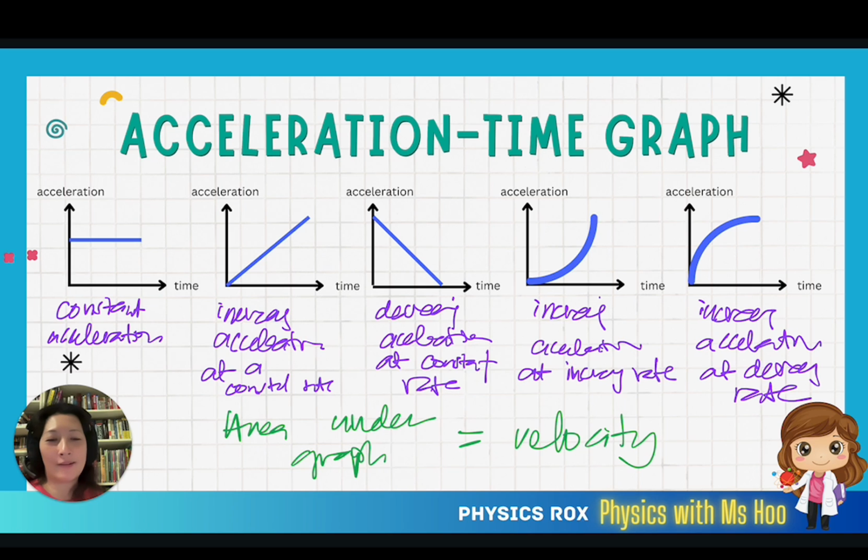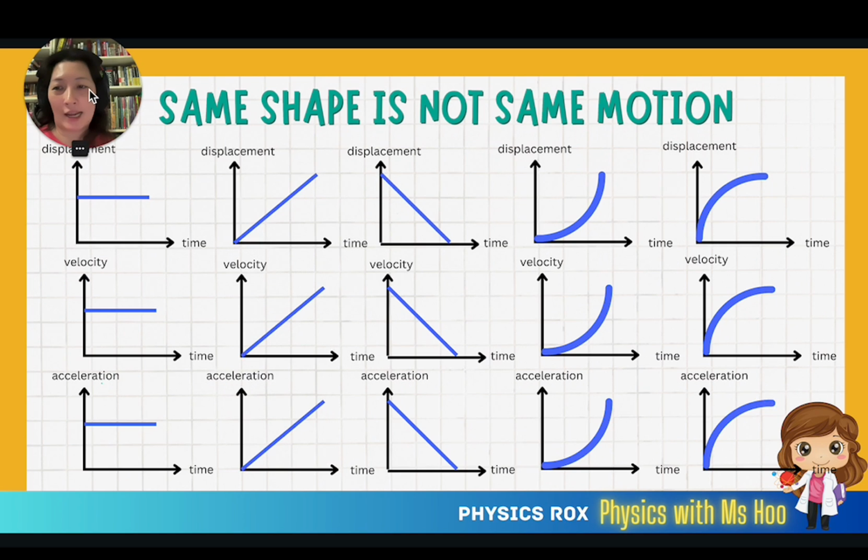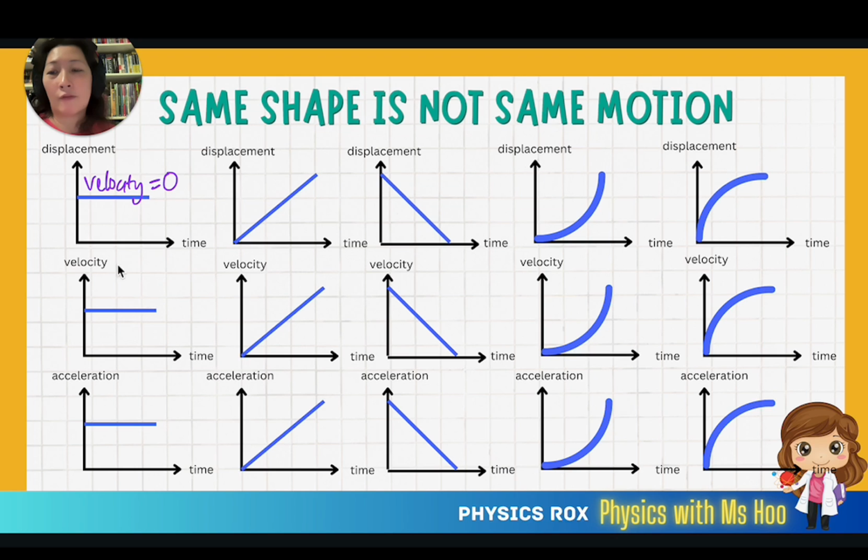Okay, I apologize for my writing. We're almost at the end of this video, so I'd just like to move on so that we can call it a day. Remember that the same shape is not the same motion. So for example, for the displacement time graph, this shows us a constant displacement or zero velocity. For the velocity time graph, this shows us constant velocity at zero acceleration. So remember, same shape doesn't mean same motion.